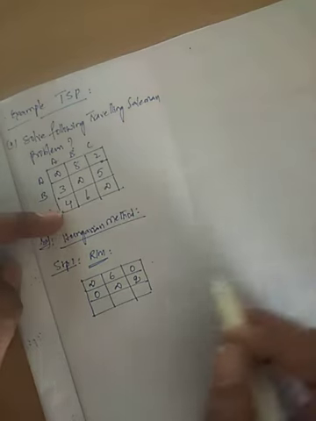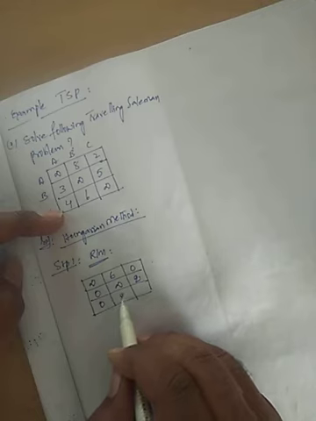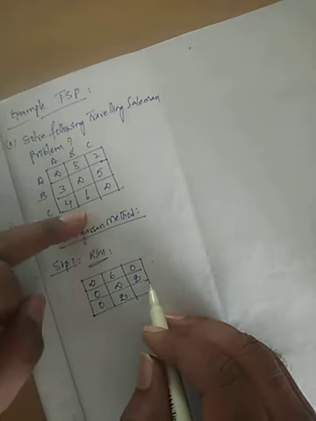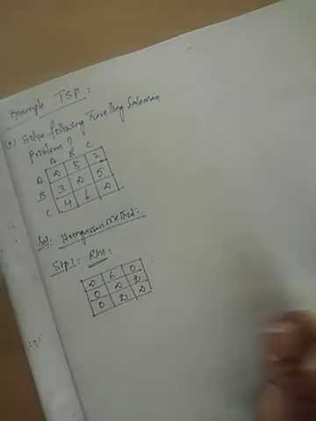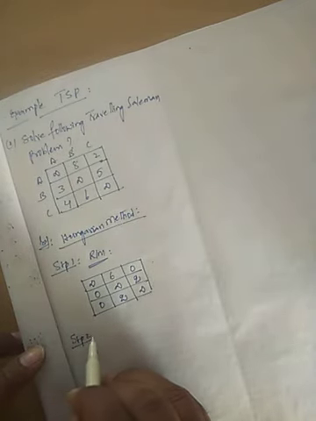Now in this row the minimum is 4. 4 minus 4 is 0. 6 minus 4 is 2. Infinite minus 6 is infinite. So row minima is over. Now go to step 2.